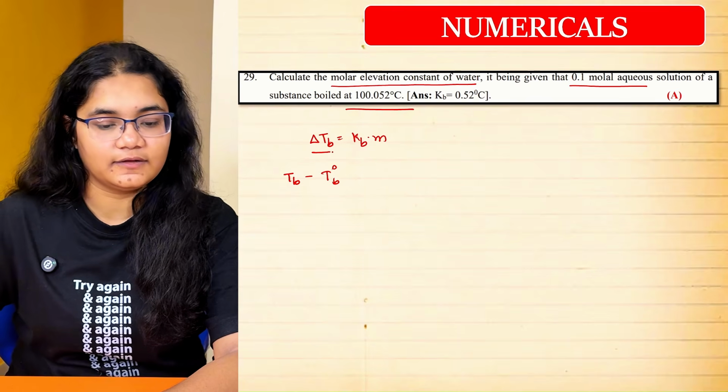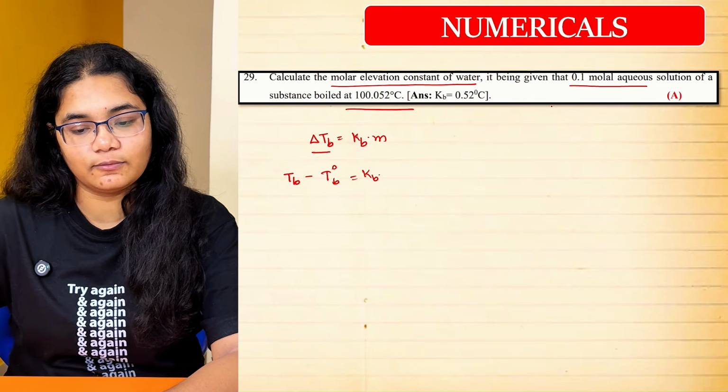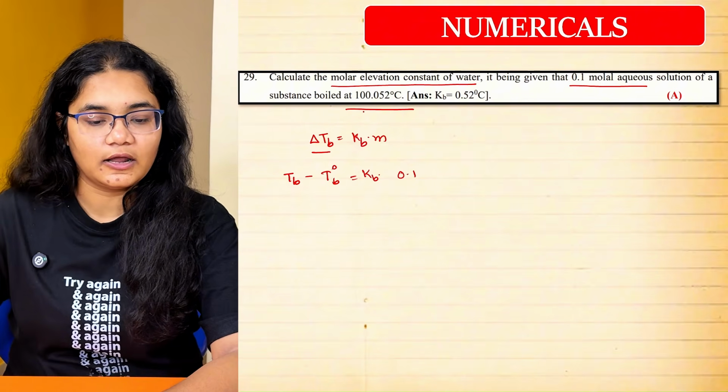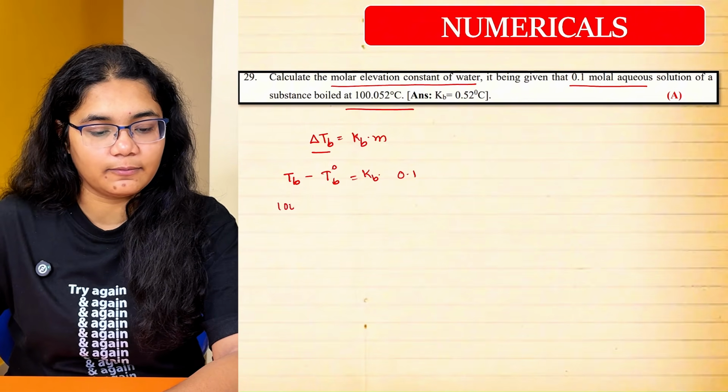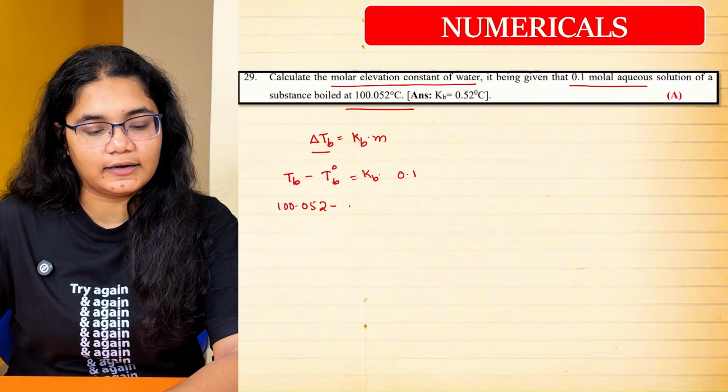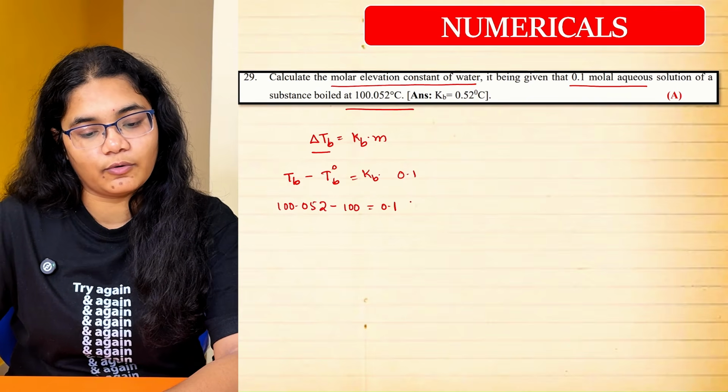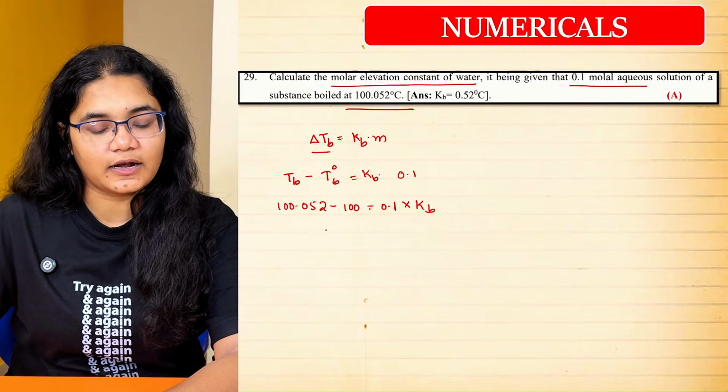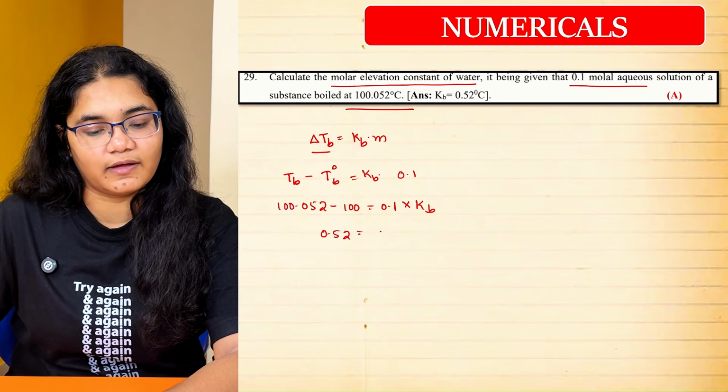Okay, ΔTb is equal to Kb into m. What is the molality value given? 0.1. Now, if you know that Tb value is 100.052 and T°b is 100, that is equal to 0.1 into Kb. So if you solve, you will get 0.52 as the Kb value.